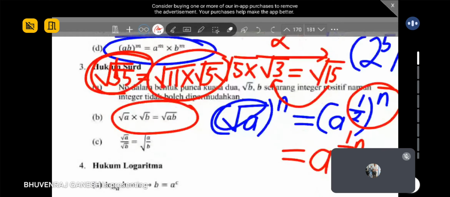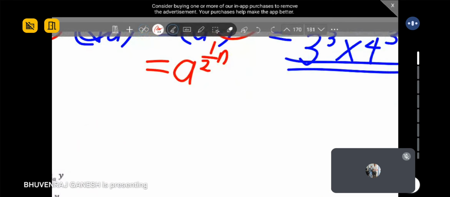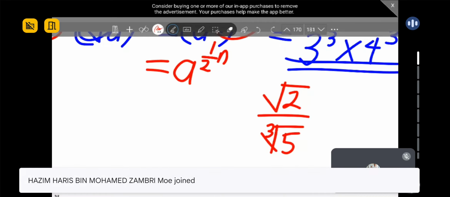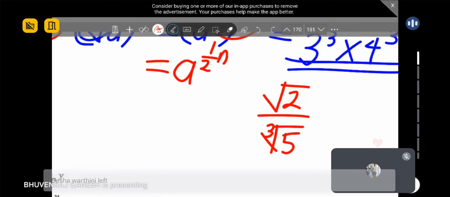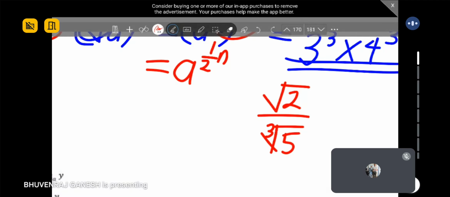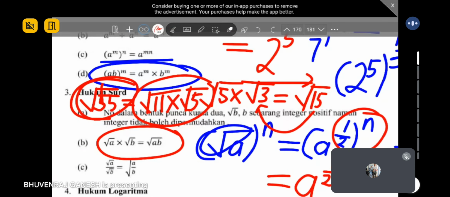Next one is about division, guys. When you take a square root divided by another square root, for example square root 2 over square root 5. Guys, may I ask, if let's say I suddenly add a power of 3 to the number 5, a cube root of 5, can I use this rule over here? Yes or no? The second one.